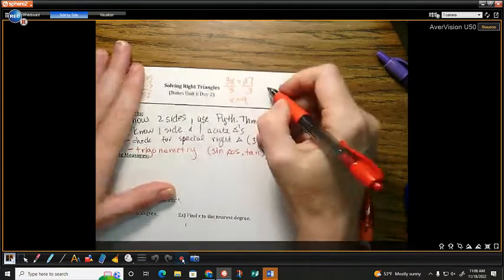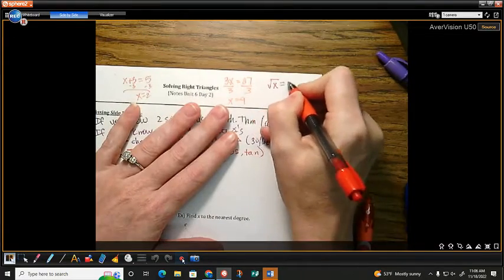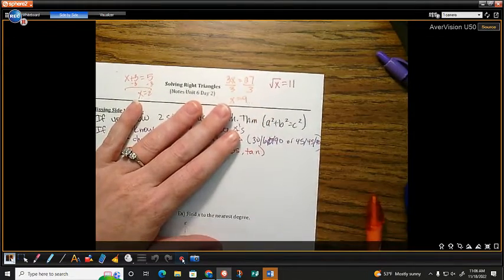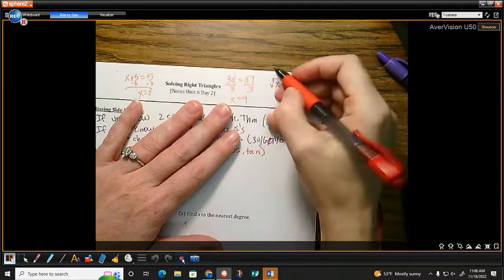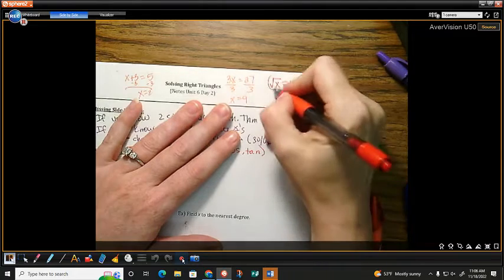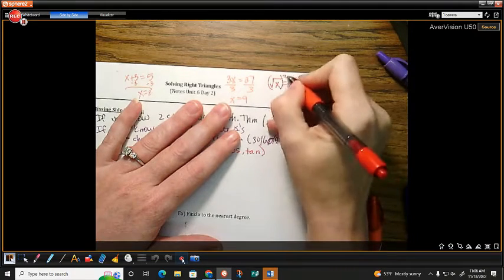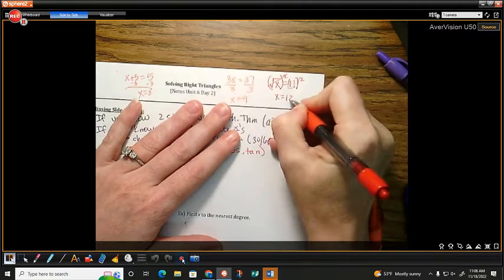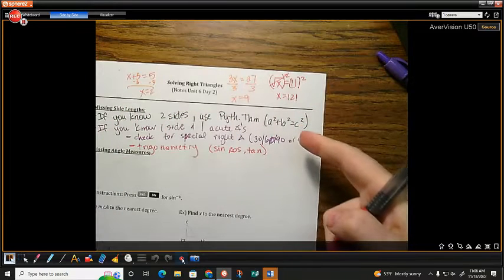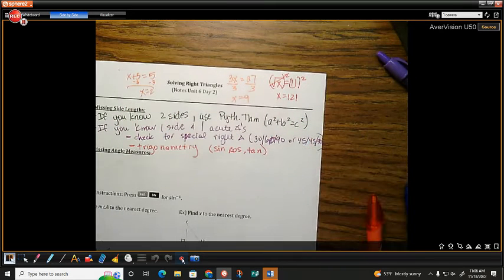Okay? What if I had the square root of x equaled 11? And I wanted to get just x. Yeah, what's the opposite of the square root? Squaring it. And the root and that would cancel out, and I'd have x is 121. Because of course you memorized that one for the last test, right? Yeah. Of course you did.